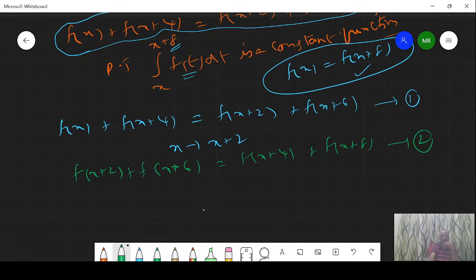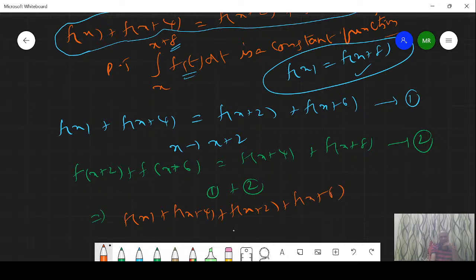If you add 1 plus 2, the left hand side will become f of x plus f of x plus 4, f of x plus 2, f of x plus 6, which is equal to the right hand side, f of x plus 2, f of x plus 6. Or I can equate these two instead of adding. Instead of adding from 1 and 2, I can say these two are equal.